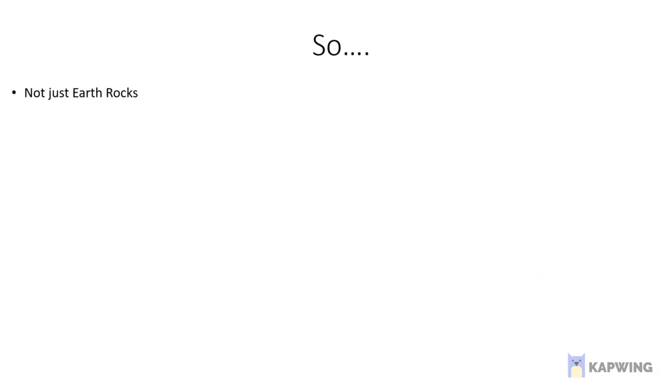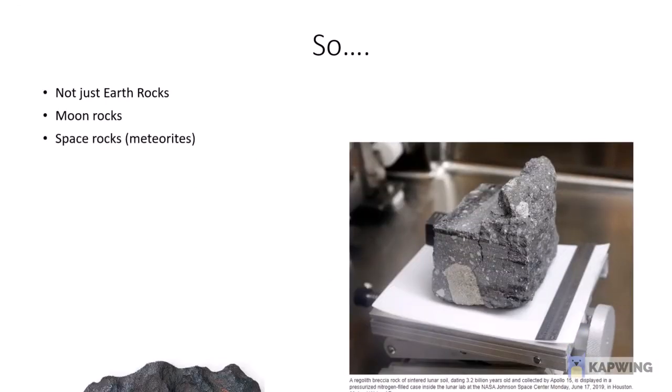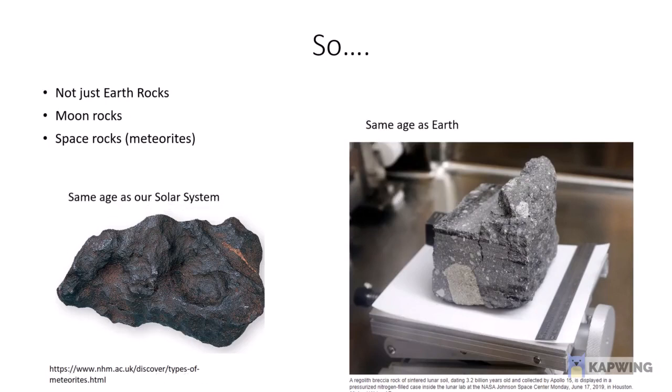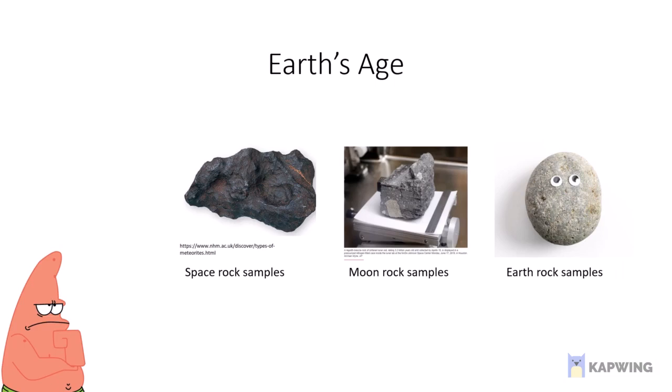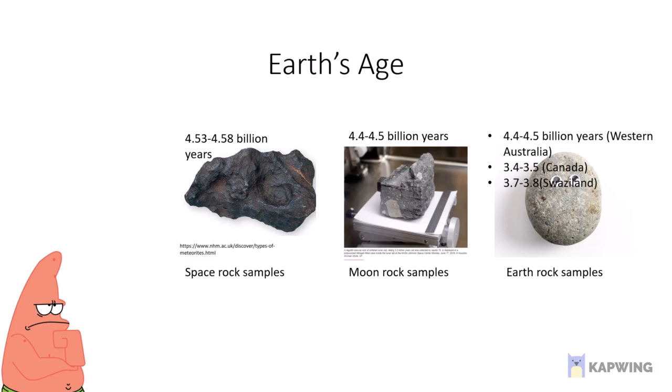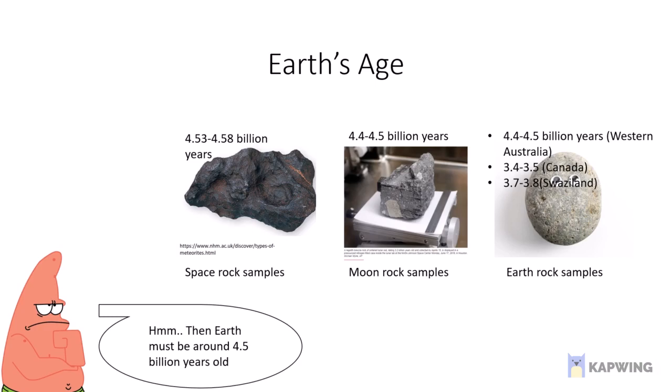Scientists also use not just Earth rocks, they also use moon rocks and space rocks. So what's the reasoning behind this? Well, the moon is the same age as the Earth, since the moon formed the same way as the Earth, and space rocks are the same age as the solar system that the planet Earth formed in. So using these rock samples, they measure their ages, and it's around 4.53, 4.58, and so on and so forth. And using these numbers, scientists have come to the conclusion that Earth must be around 4.5 billion years old.